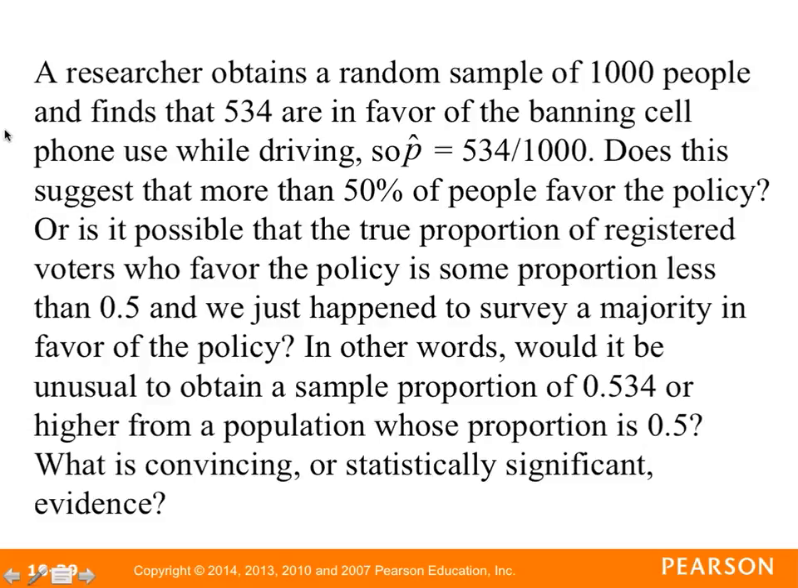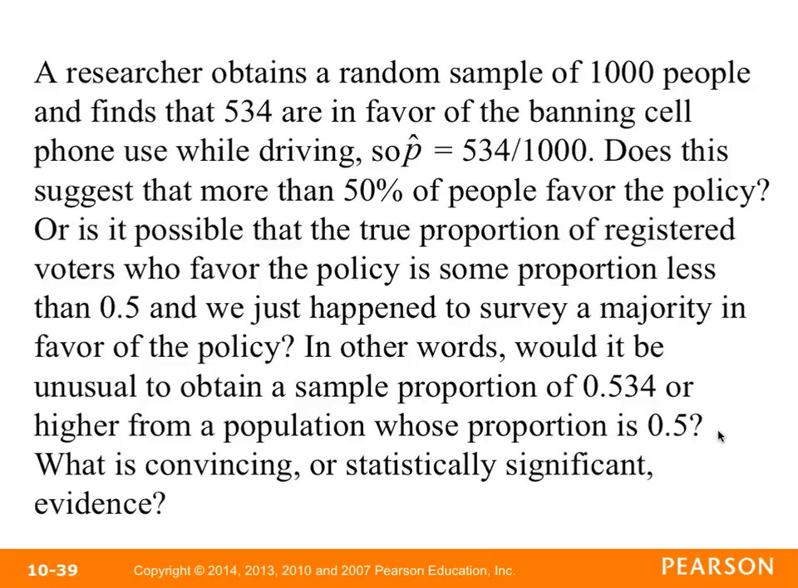A researcher obtains a sample of 1,000 people and finds that 534 are in favor of the banning of cell phone use while driving. So our p hat is going to be 534 divided by 1,000. So we want to know if this suggests that more than 50% of people favor the policy, or would it be possible that the actual proportion of registered voters who favor the policy is some proportion less than 0.5, and we just happen to survey a majority in favor of the policy. So would it be unusual to obtain a sample proportion of 0.534 or higher from a population whose actual proportion is 0.5?